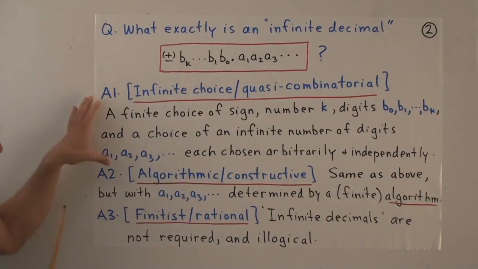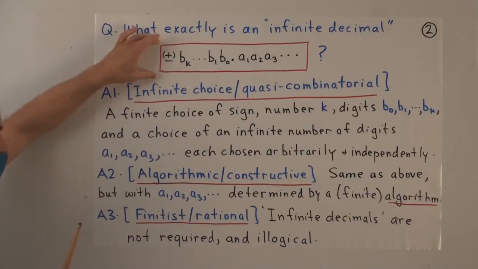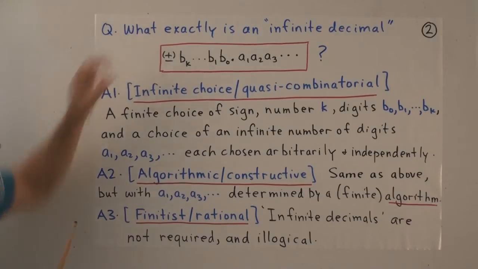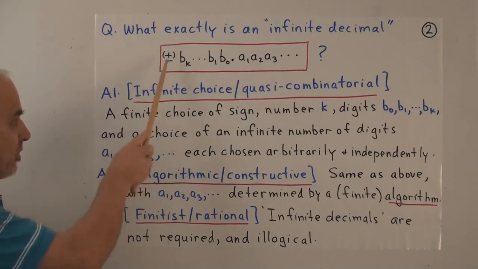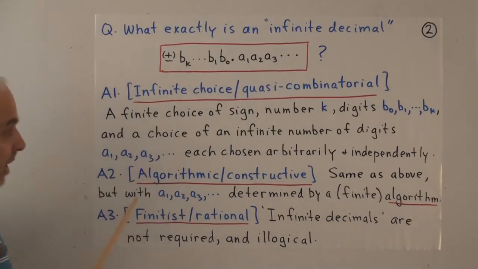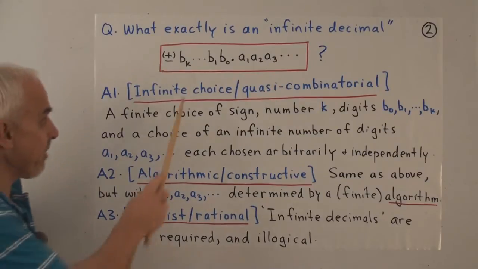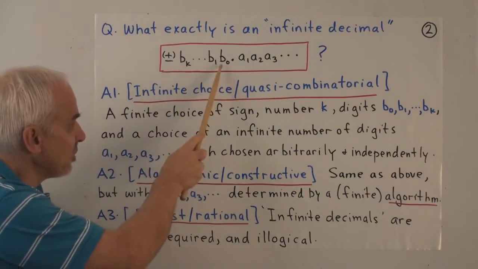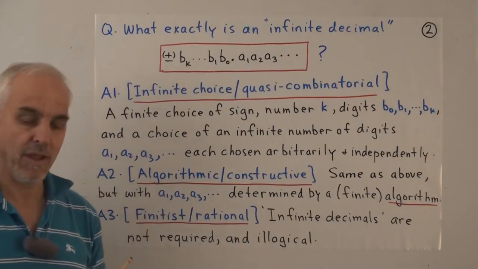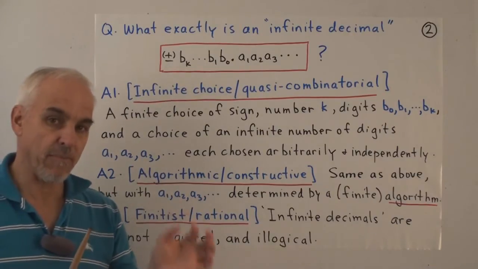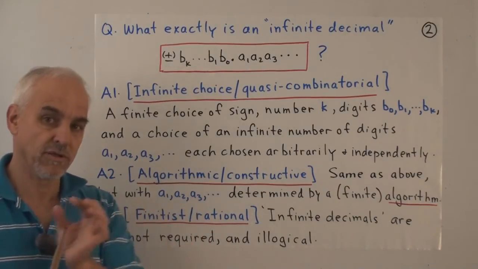All right, so in this approach, we take the following position, that an infinite decimal like this is, first of all, a finite choice of sign. So you either choose the plus or the minus, and if you choose the plus, you don't actually have to write it down. But if you choose the minus, you have to write it down. Then you have to choose a number k. And you have to choose digits b0, b1, up to bk. And the digits are always numbers from 0 to 9.